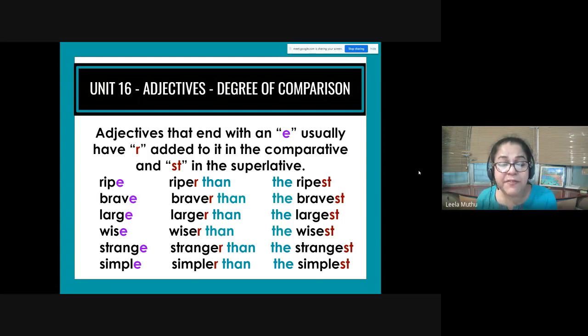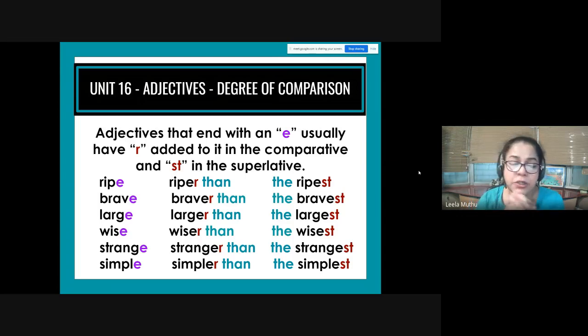Brave, braver than. Large, larger than. Wise, wiser than. Strange, write strange and just write an R. Stranger than. Simple, simpler than. Okay, just add an R in the comparative form of the degree. Now let's go to the superlative. So we'll say the ripest. E is already there, so you just have to add an st to the superlative form of the adjective in the case of adjectives that end with an e.